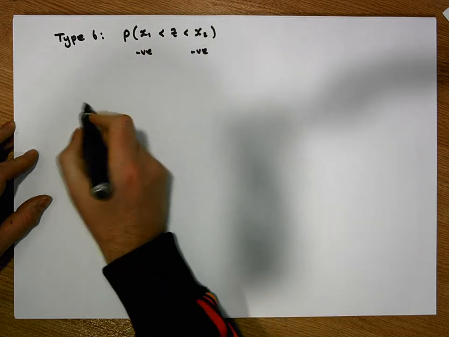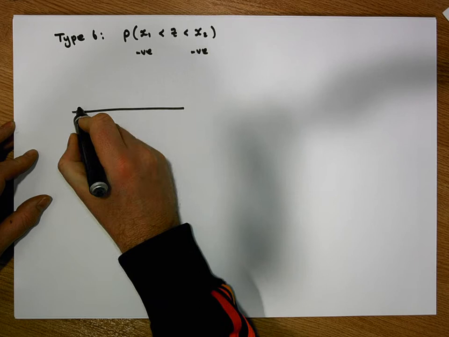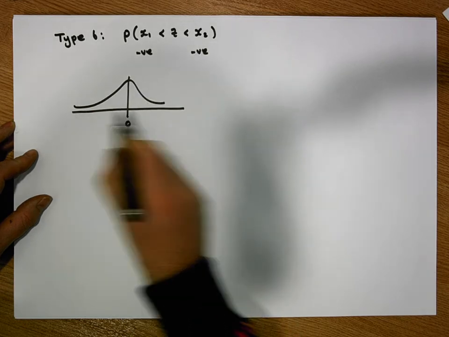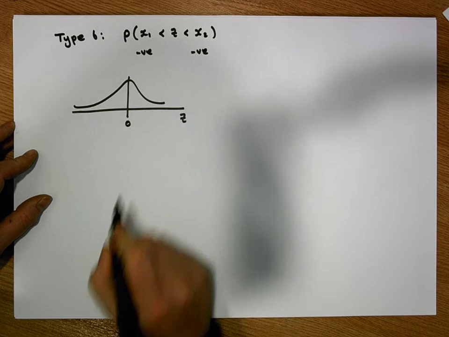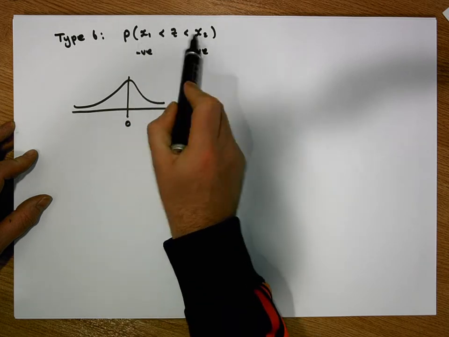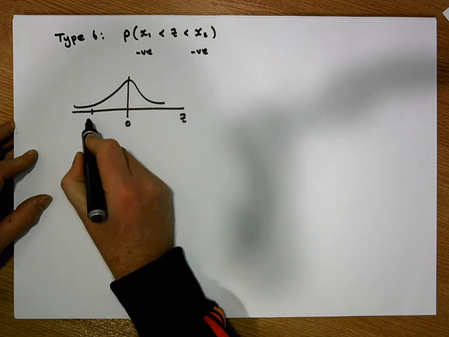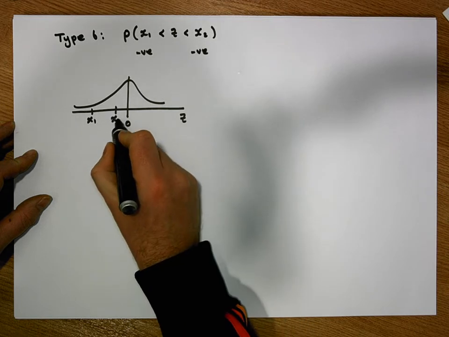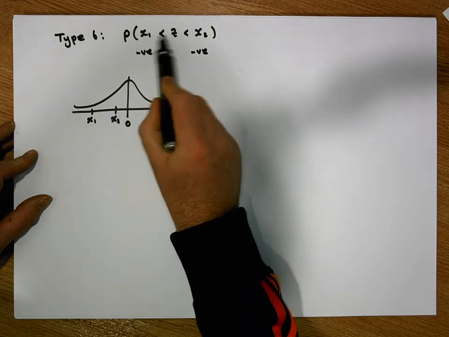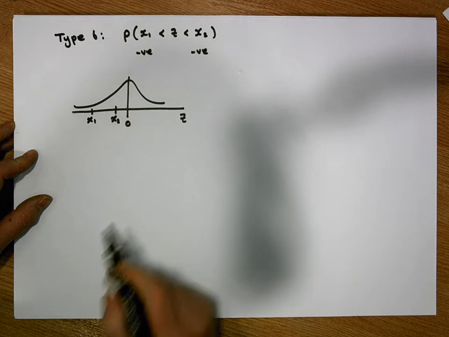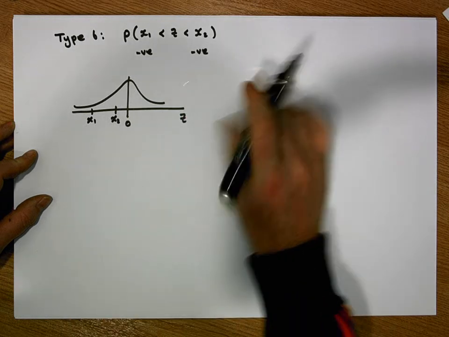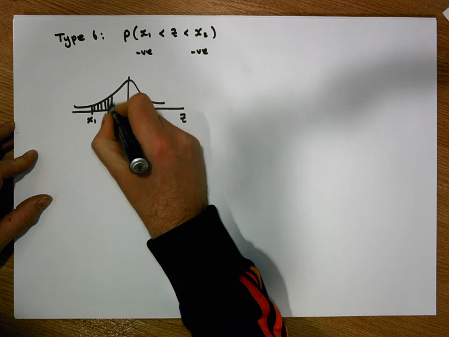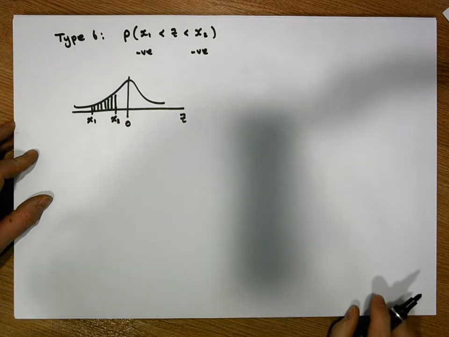The z-score is with respect to the standard normal curve. When we draw the standard normal curve, we know it's centered on 0. The horizontal axis represents our z-axis. And we have two negative values. x1, let's say, is out here, and let's say x2 is here. We're interested in the probability of observing a z-score between those two values. So this particular probability calculation is effectively, can we calculate the area between these two negative values here?